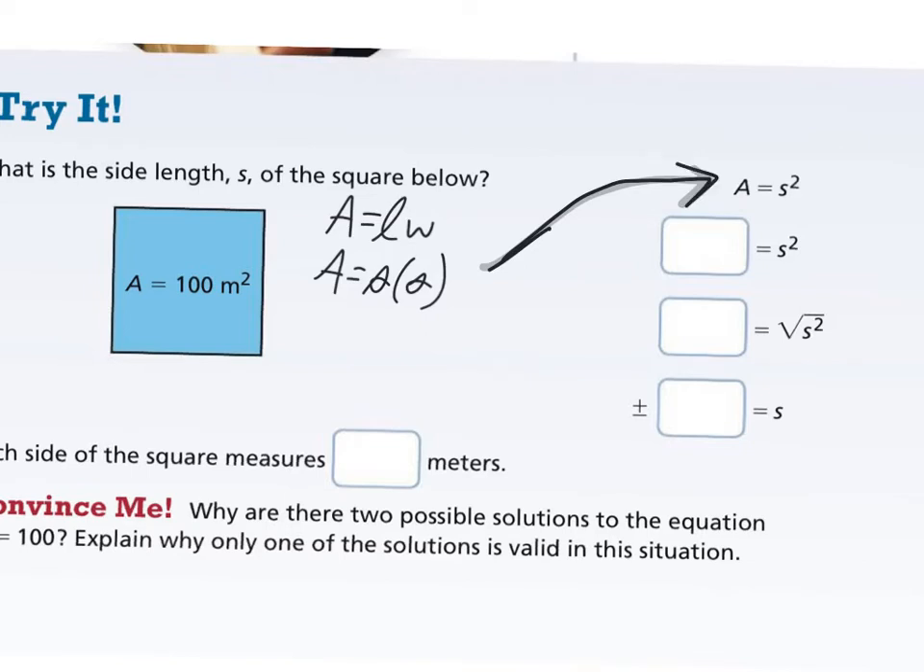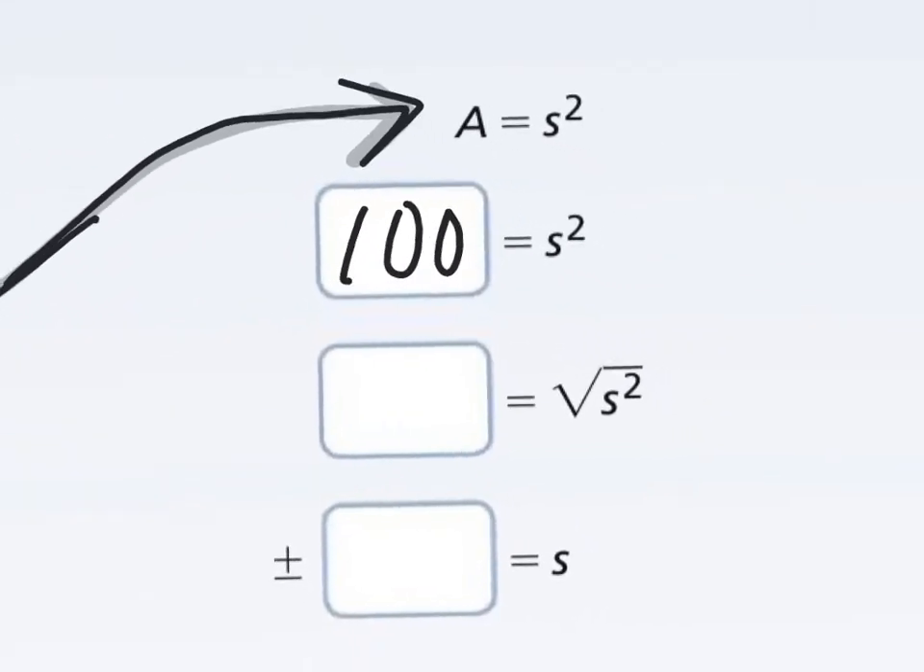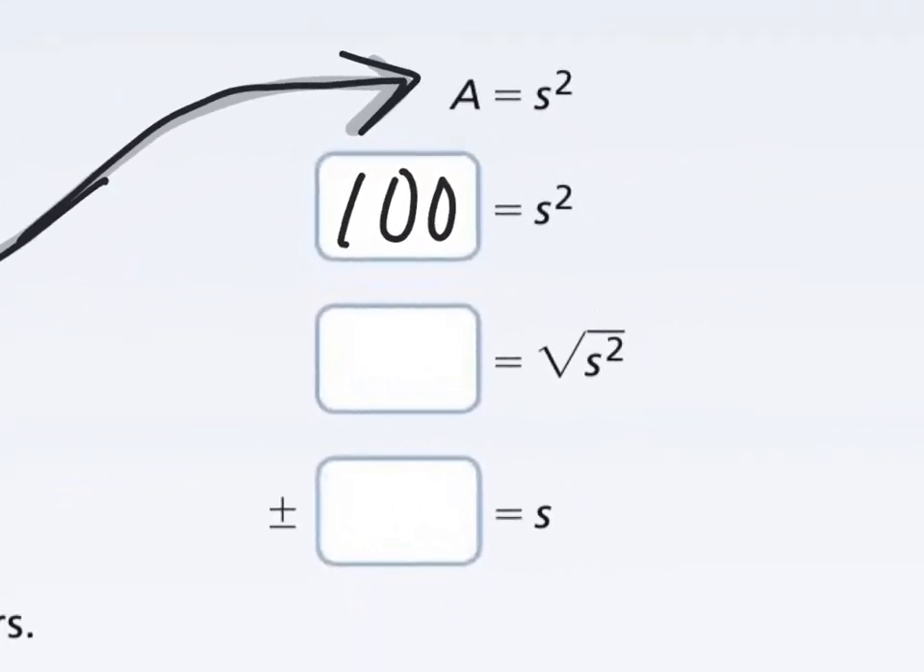They told us the area is 100, so we can put that in place of the A. So since that's s squared, we want to figure out what s is. We're going to do the opposite operation. We're going to do the square root. Square root gets rid of the square. When we add that square root, it would be good for us to put plus or minus, just to at least consider the possibilities.